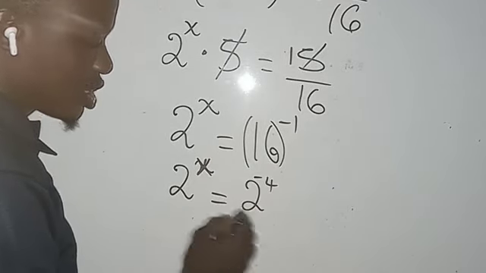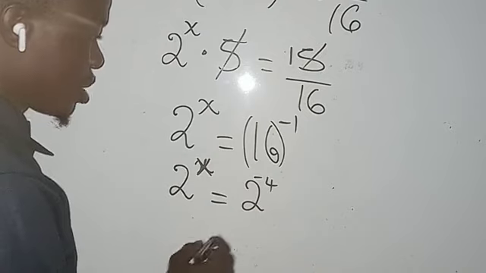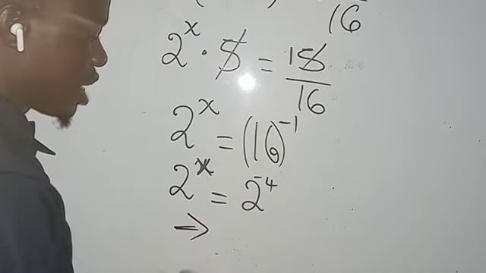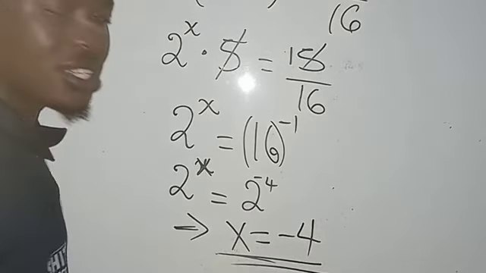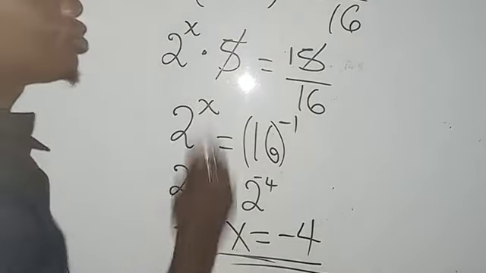So now, as we can see, we are having the same bases. So therefore, this implies that x equals minus 4. So we have x equals minus 4 to be the solution to the problem.